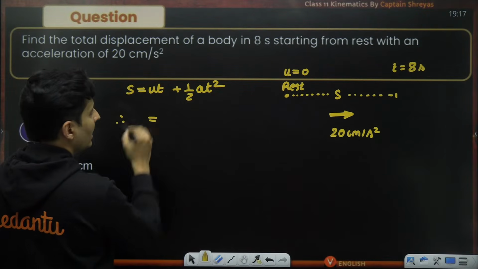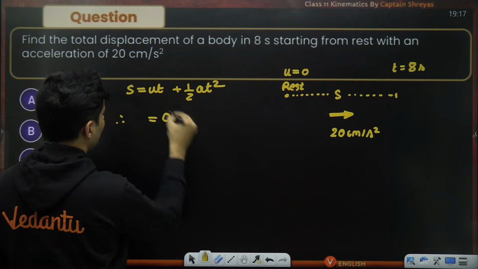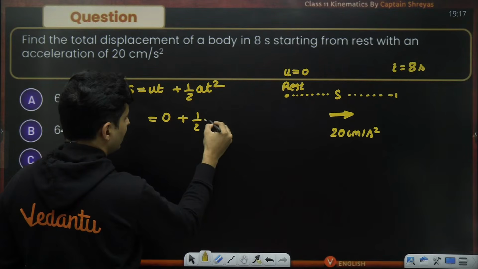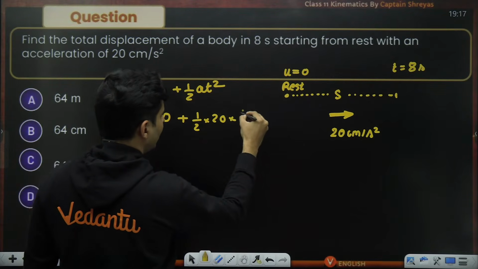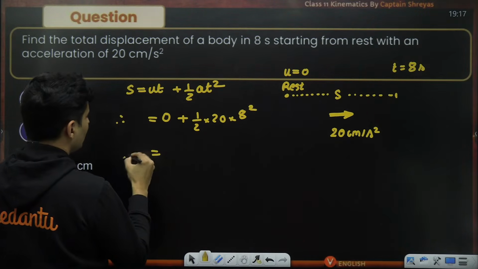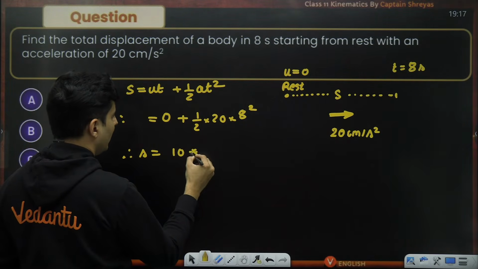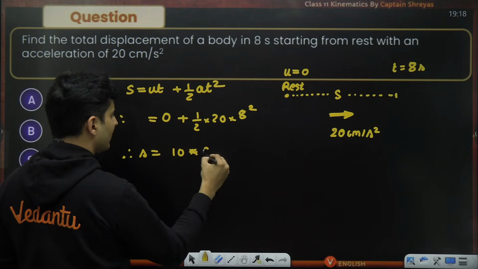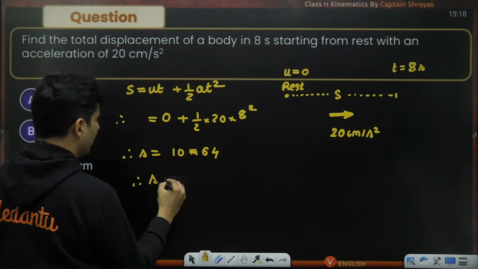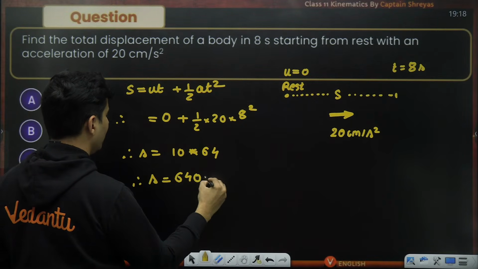I do not know. Initial velocity is 0, so forget this. Acceleration is 20. The time taken is 8, so 8 squared. Therefore, the displacement will be 20 by 2, which is 10, multiplied by 8 squared, which is 64. So 64 into 10 is 640 meters.